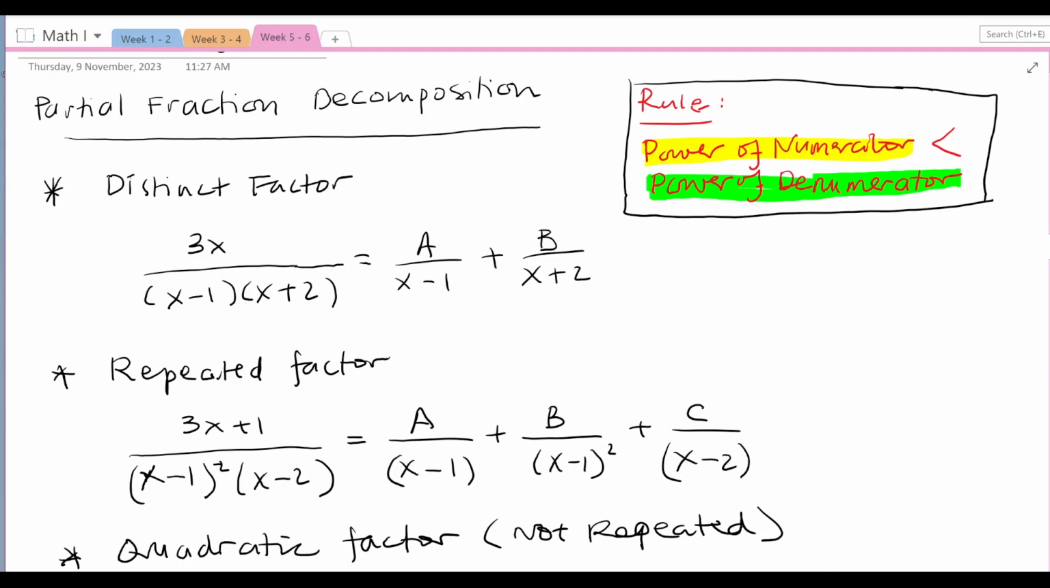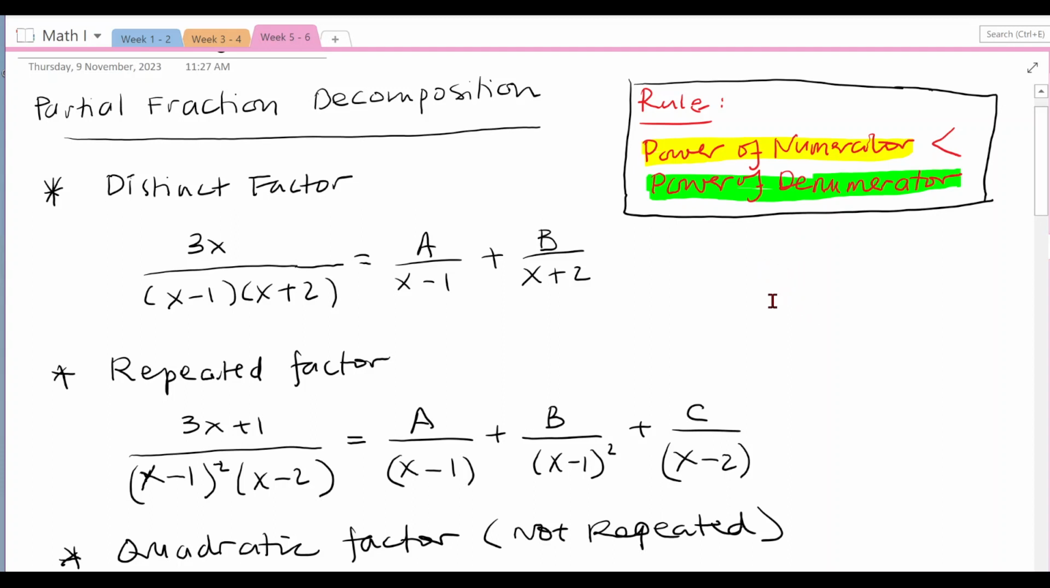For example, here 3x over (x minus 1)(x plus 2). Obviously, in this example, the denominator contains two unique or distinct factors. And one thing to be noted here is that the power of the numerator, in this case, is less than the power of the denominator, as shown on the right here.